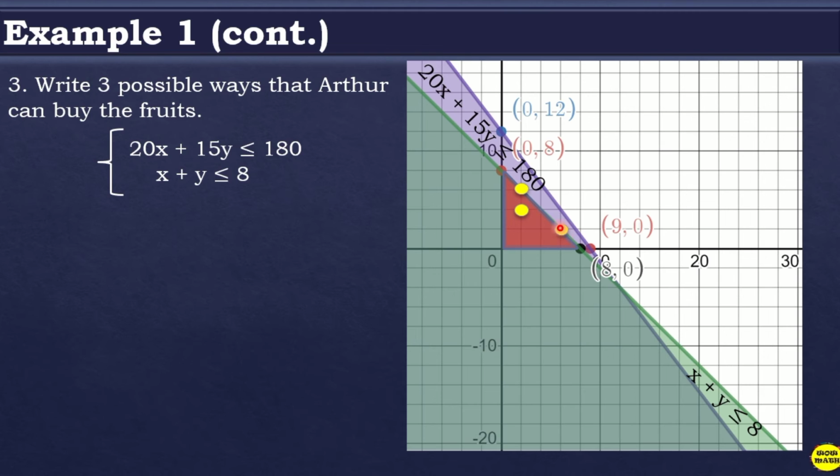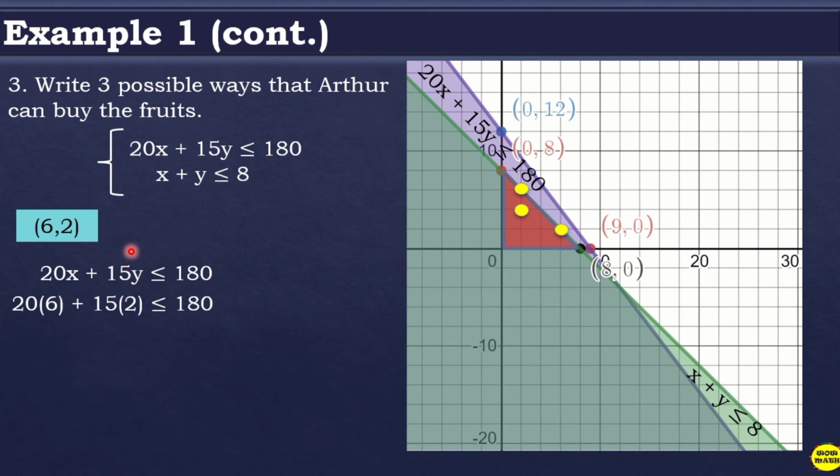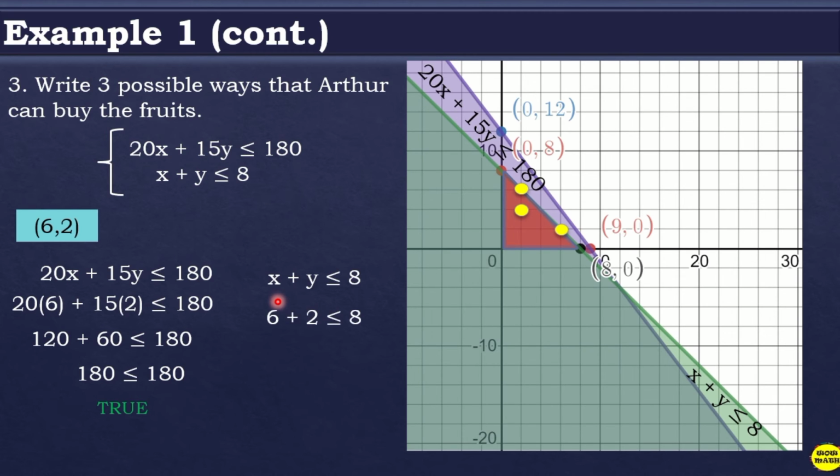Ayun. Doon ako mismo kumuha sa boundary line. Okay, bakit? Since solid ito, ibig sabihin yung mga points dito ay kasama sa solution. So, kuha ako. So, ito ay 6, 2. Okay. So, isa rin ito sa mga ways na pwede niya gawin ni Arthur. Okay. So, ang lalabas dyan, 180 is less than or equal to 180. This is true.